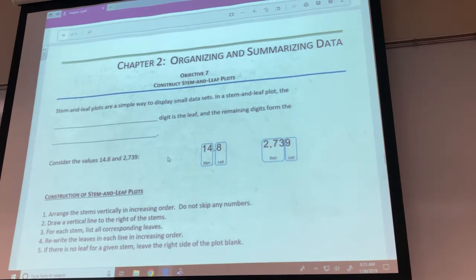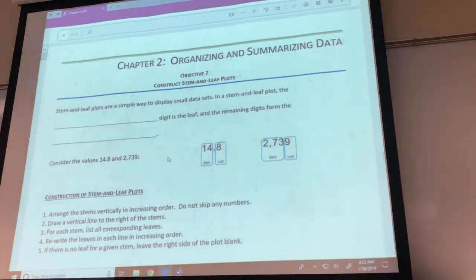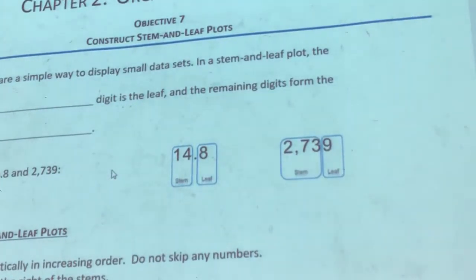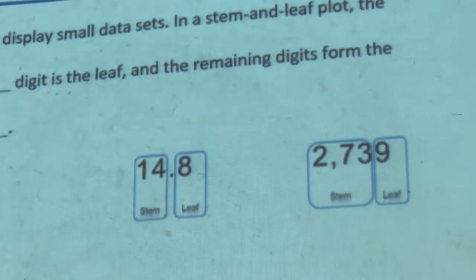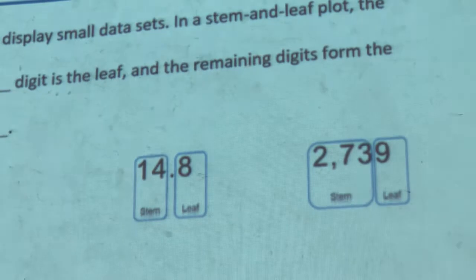When we're doing that, we want the leaf to be the digit that's all the way to the right, and it's only going to be one digit. Your leaf is only ever one digit. The rightmost digit is the leaf. In this case, the one all the way to the right is an 8, and on this one it is a 9. That last digit that you see is the leaf. Everything that comes before it is going to be the stem.